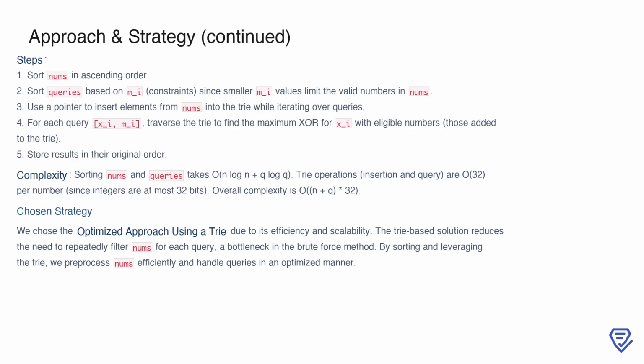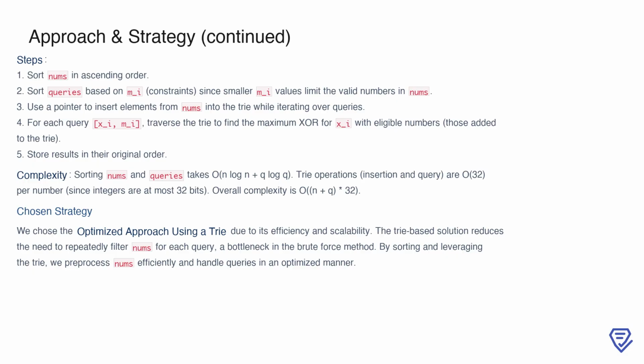First, we sort nums in ascending order. Then, we sort the queries based on their constraint, m_i, because smaller m_i values limit the eligible numbers in nums. This sorting allows us to process queries in a way that minimizes redundant work.